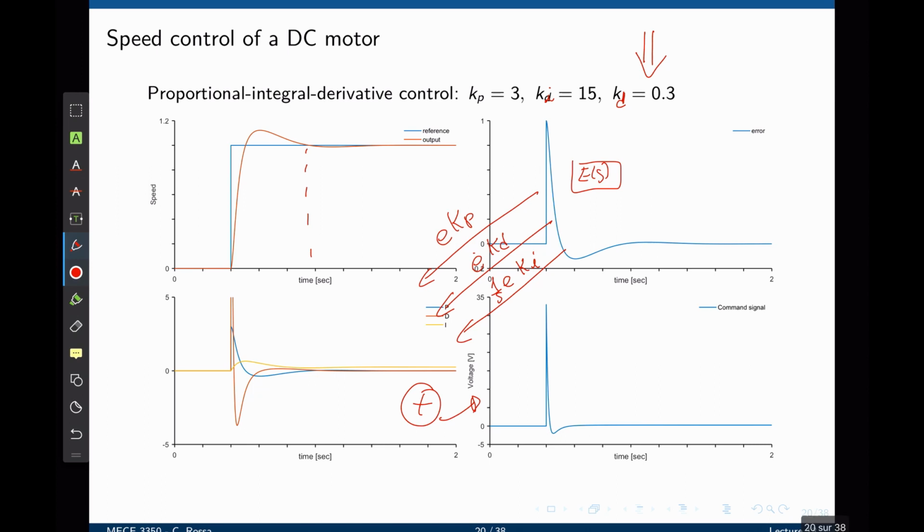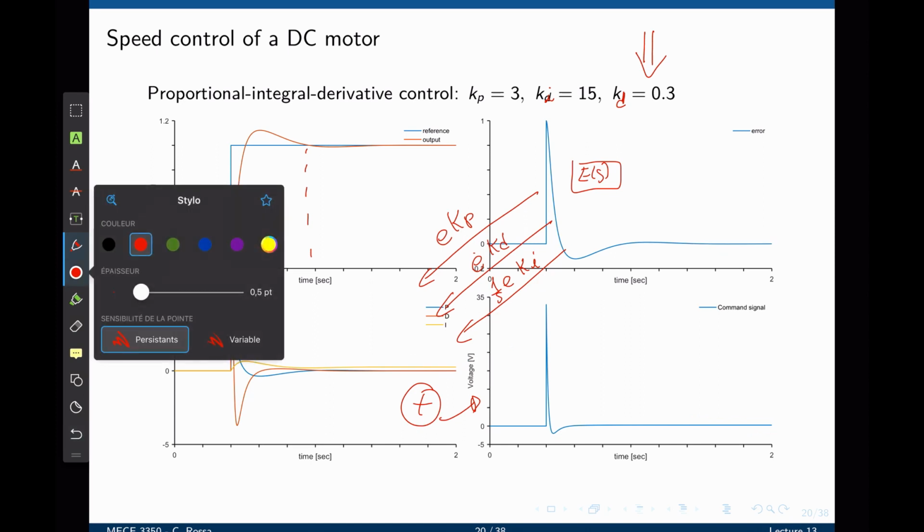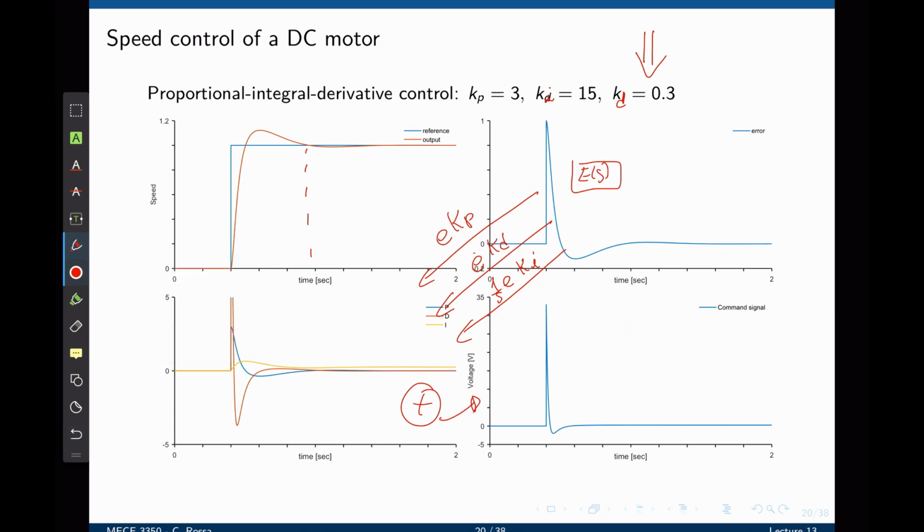Again, in steady state, we see that we have zero error, but we see that the integral part of the controller is not zero. And that is what is maintaining the non-zero voltage applied to the motor that ensures that it can spin at a constant speed. In a steady state, the derivative of a constant is zero. And you see here that in a steady state, both the proportional and the derivative gain have no effect on the behavior of the system.